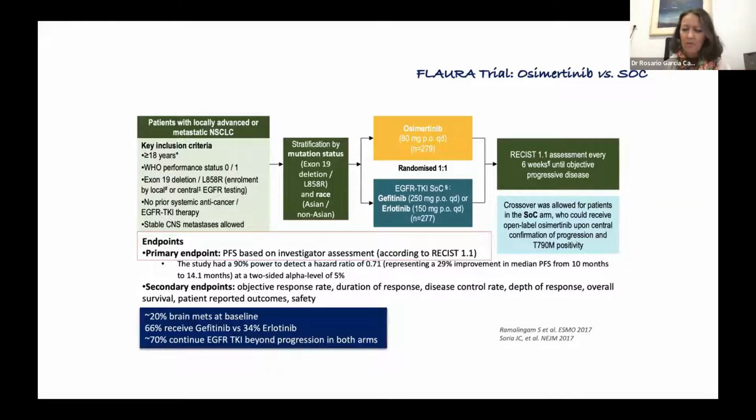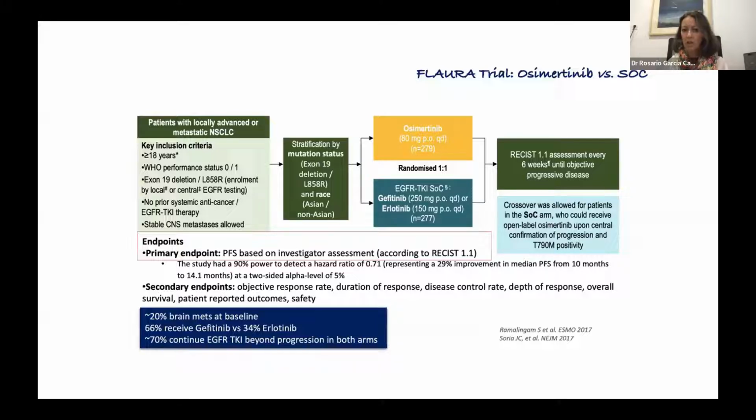So let's review very briefly, because I already know that you are aware of this data, the new one, the FLAURA trial and osimertinib. Let's start from the end of the story. As you already know, the FLAURA trial is a very well done phase 3 trial comparing osimertinib versus a conventional first generation tyrosine kinase inhibitor. The primary endpoint of the trial was progression-free survival. Around 20% of patients had brain metastasis at baseline.